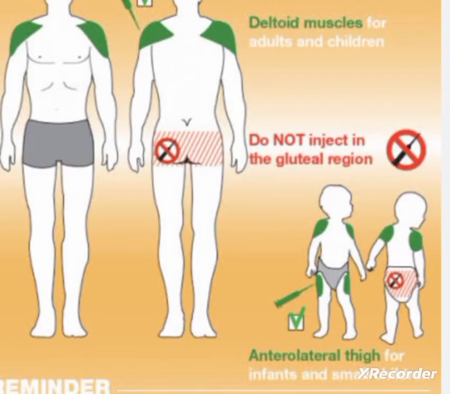And the main site we use for intramuscular vaccine is the deltoid muscle for adults and children. In case of infants and small children, we can use the anterolateral thigh. Usually we are not giving this rabies vaccine in the gluteal region, and we prefer the upper arm and deltoid muscle because the lymphoid tissues are more in that area, so that will help for immunity.